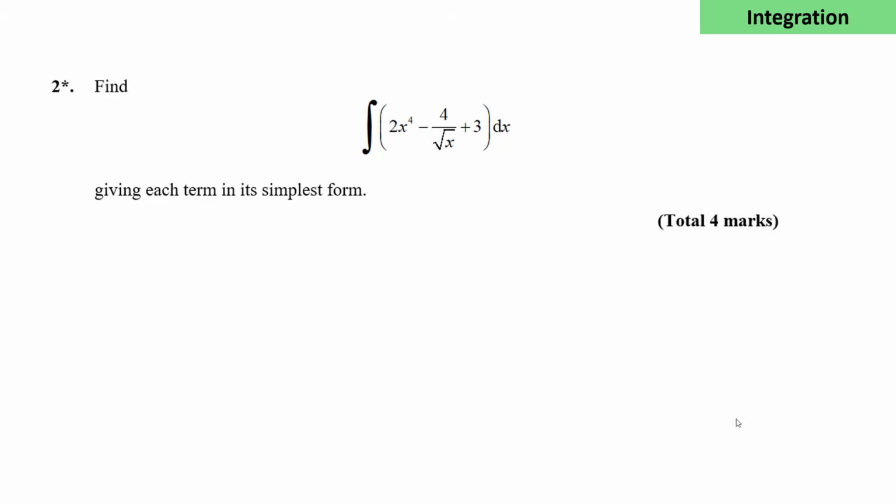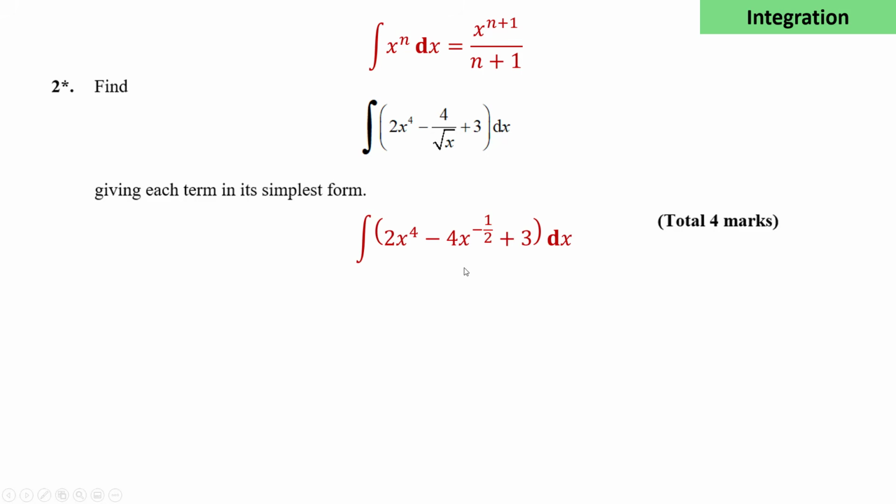Integration. We're asked to find the integral of 2x to the fourth minus 4 over root x plus 3 with respect to x. So we want to use the recipe for integration, which is increase the power of x by 1 and divide by the new power.